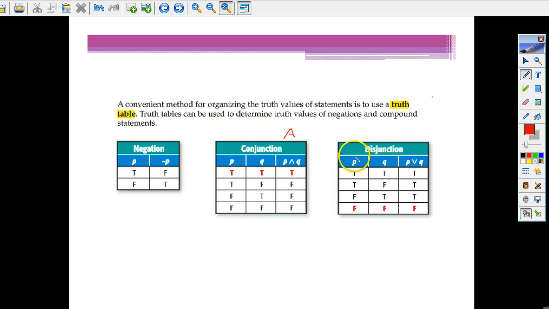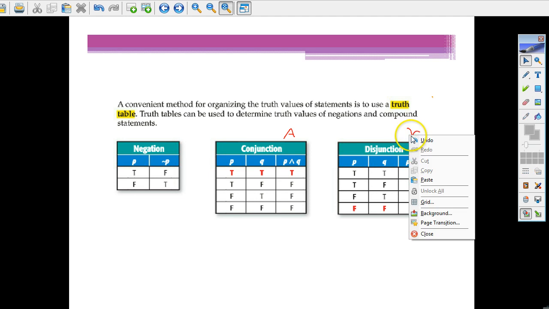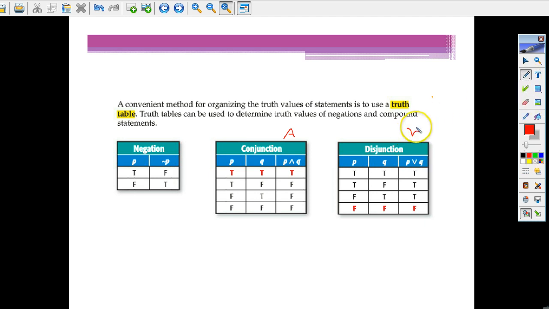Okay, good. Disjunction. This is where you have the or. Remember, it kind of looks like an R, or. So that symbol means or. So you have a true and a true. So true or true, it's going to be true.